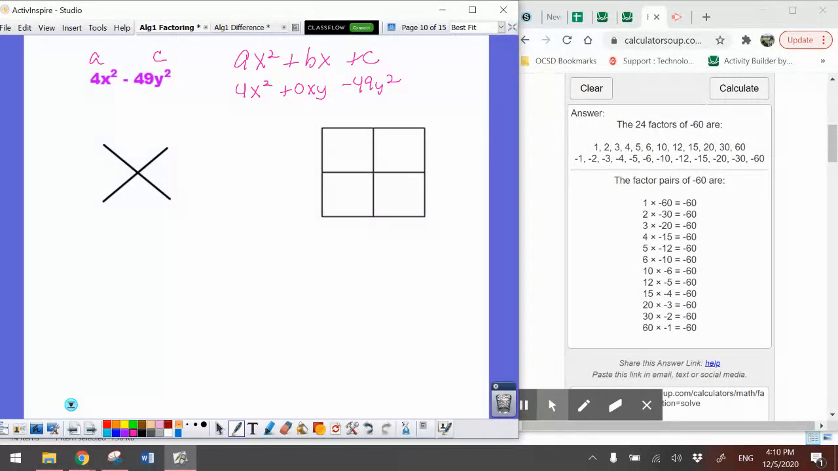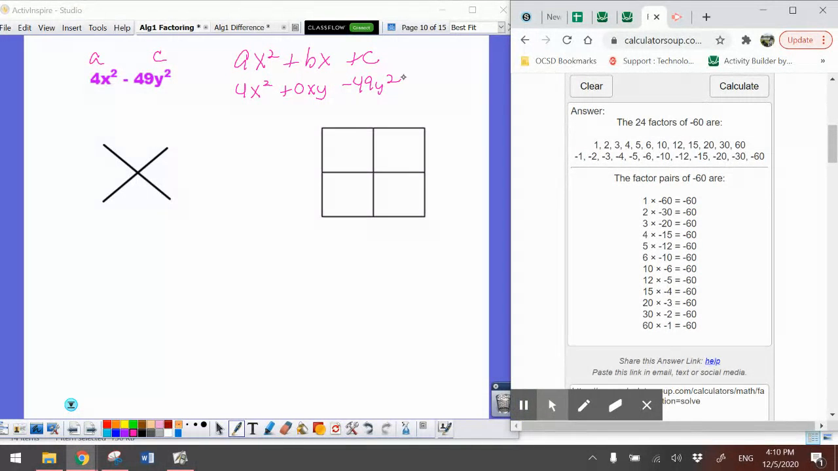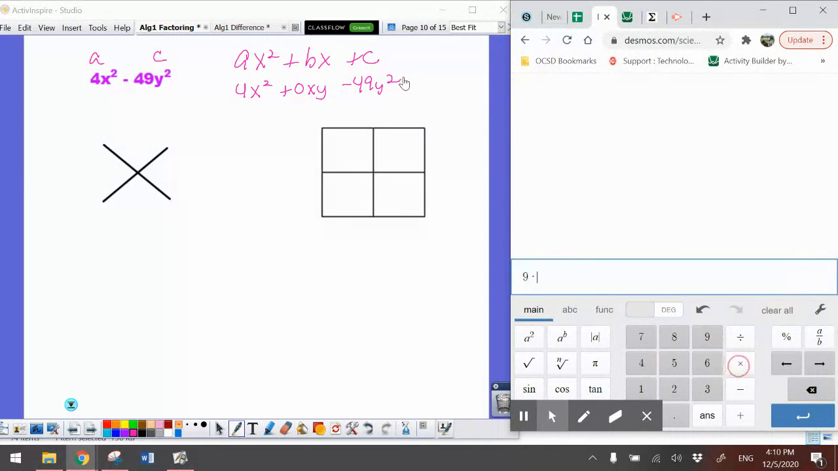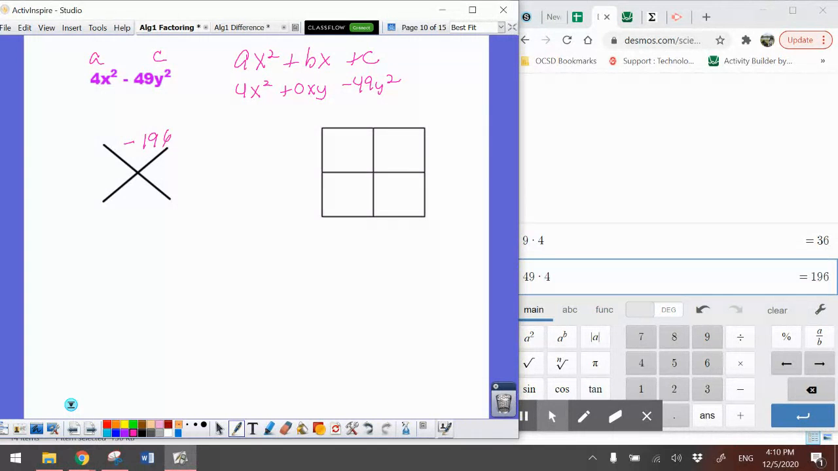So this is what we're looking for. If we multiply our a and our c, we have 49 times 4. So let's get that. 49 times 4 gives me 196. So negative 196 is on top, and a 0 is on the bottom. Okay, a 0 is on the bottom. So how am I going to factor this?